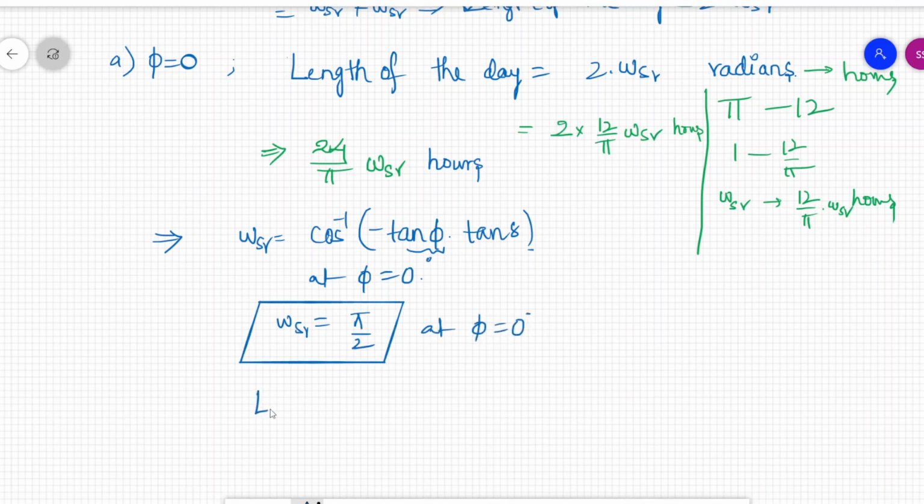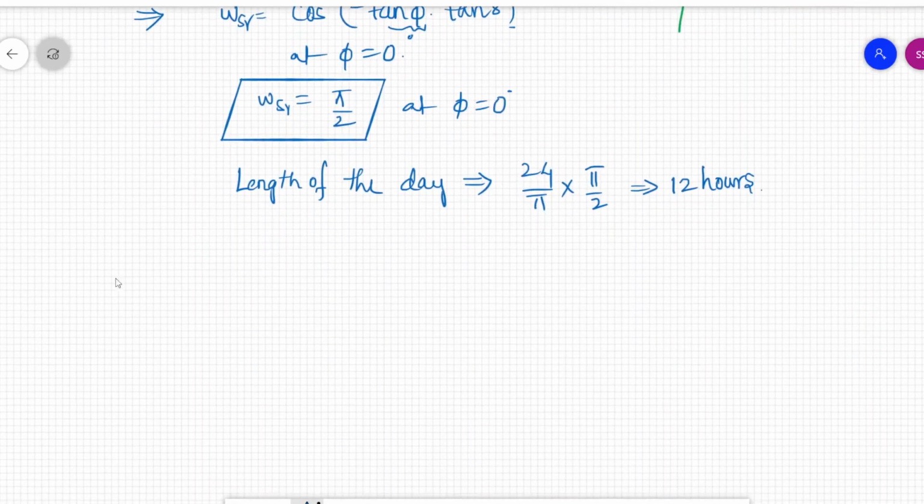So let us find the length of the day. Length of the day equal to 24 by pi into omega SR, which is pi by 2. That will be 12 hours. That is, at phi equal to 0, the length of the day is equal to 12 hours. Now let us proceed for phi greater than 0 in summer. Because in India phi is greater than 0, let us see it in summer.